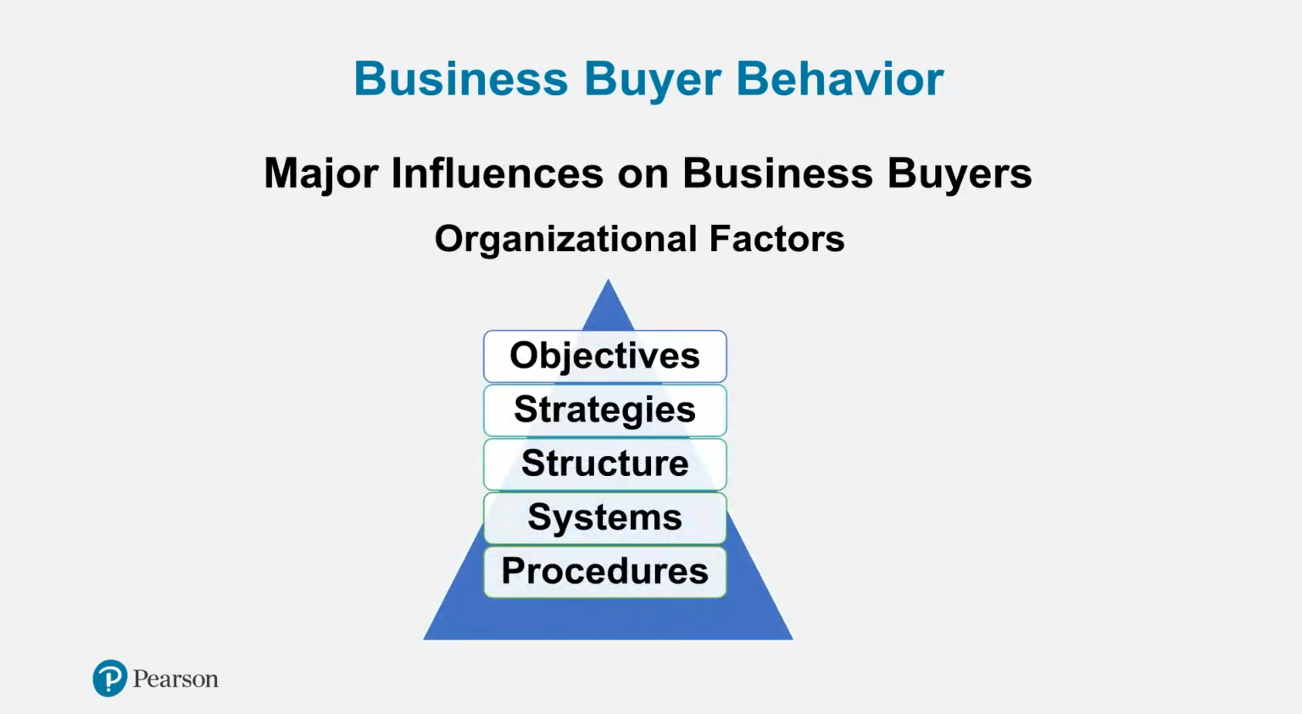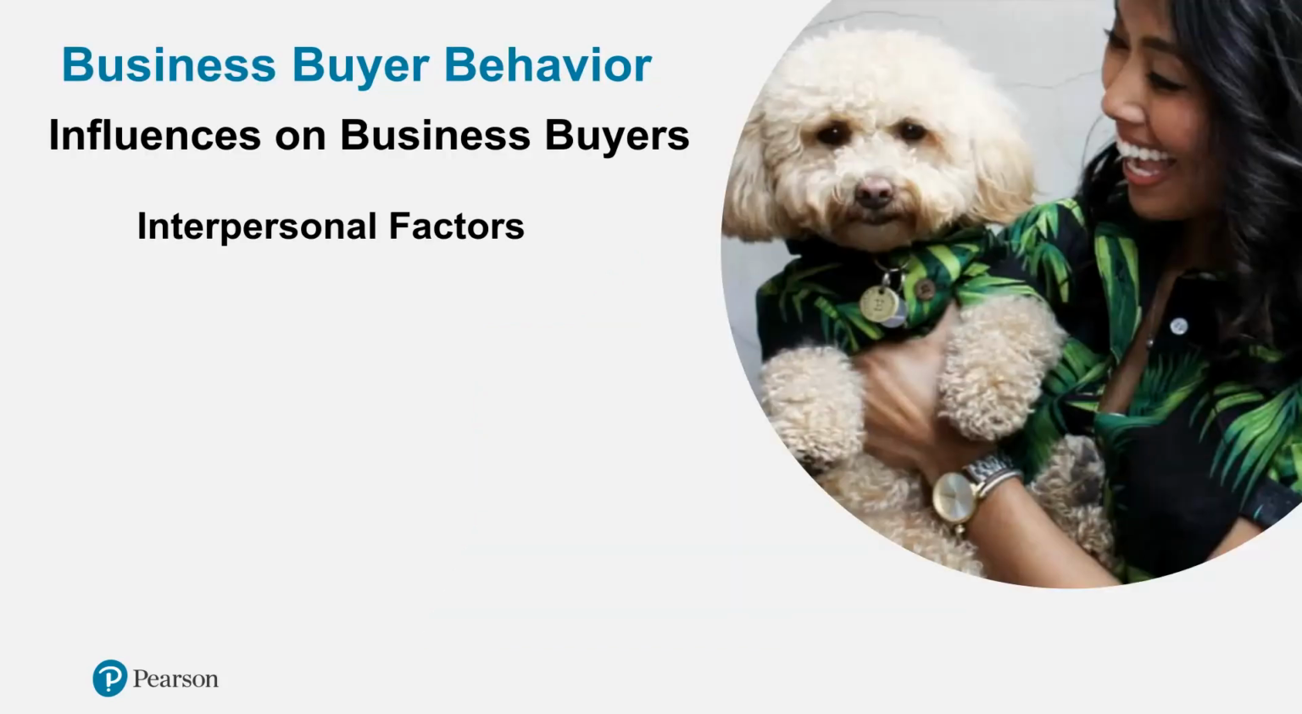Organizational factors are internal factors that impact her, such as her own objectives. How much does she want to sell? How is she going to sell it? Is she going to be online? Is she going to have a brick and mortar store? What's her structure? Is she going to sell at mom and pop stores, or is she going to sell at the ABC stores? And her systems and procedures. So those are all factors that are going to impact the way she purchases.